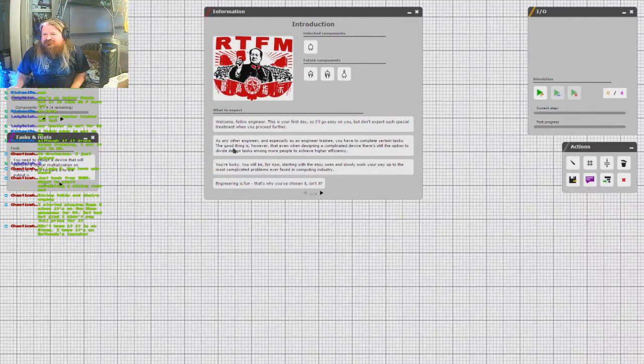I have to complete certain tasks. Okay, as any other engineer, and especially as an engineer in training, you have to complete certain tasks. The good thing is, however, that even when designing a complicated device, there's still the option to divide design tasks among more people to achieve higher efficiency. You're lucky, you will be, for now, starting with the easy ones and slowly work your way up to the more complicated problems ever faced in the computing industry. Engineering is fun, that is why you have chosen it, is it not?